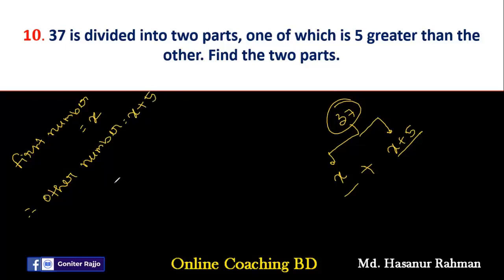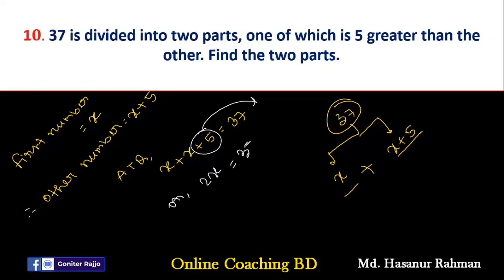So according to the question, what can we write? According to the question, x plus x plus 5 equal to 37. Okay. Now x plus x, that will be 2x, and we have to move this 5 on this side, then it will be minus 5. Or 2x will be 37 minus 5, that will be 32. Now we have to divide by 2 on both sides, then we'll get x will be 16.